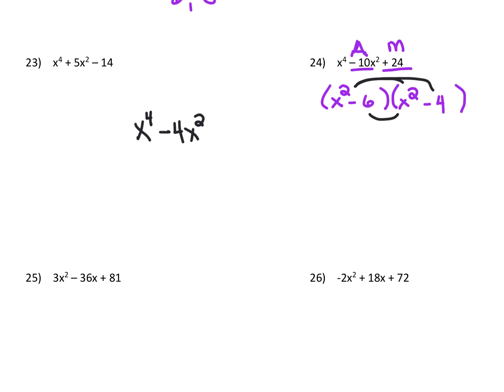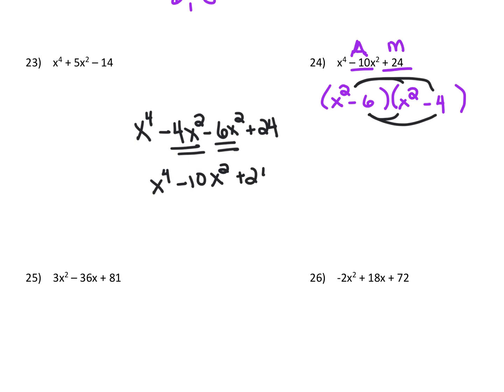Negative 6 times x squared is negative 6x squared. And negative 6 times negative 4 is positive 24. And if I combine my like terms right here, I can bring down the x to the fourth. Doesn't negative 4x squared and negative 6x squared give me negative 10x squared? And then when I bring down the 24, look at this. This expression here is the same as our original.